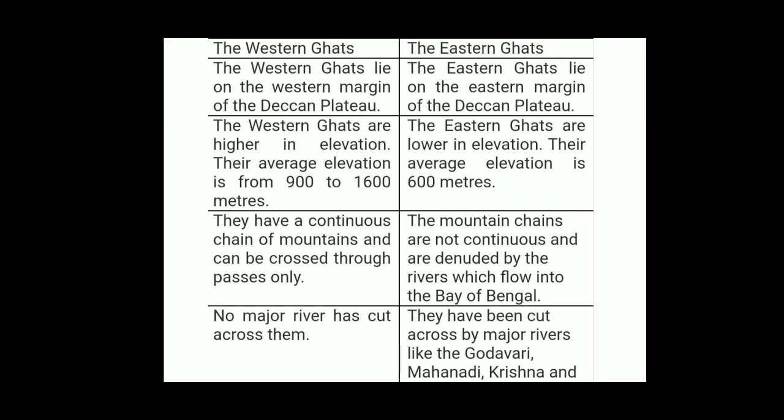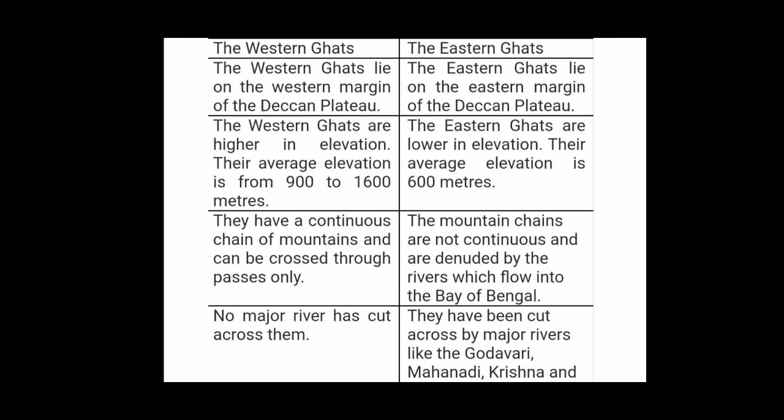And there's a question: distinguish between Western and Eastern Ghats. First point: the Western Ghats lie on the western margin of the Deccan Plateau, whereas the Eastern Ghats lie on the eastern margin of the Deccan Plateau. Second point: the Western Ghats are higher in elevation and the Eastern Ghats are lower in elevation. Third point: the average elevation of the Western Ghats is from 900 to 1600 meters, whereas the average elevation of the Eastern Ghats is 600 meters.